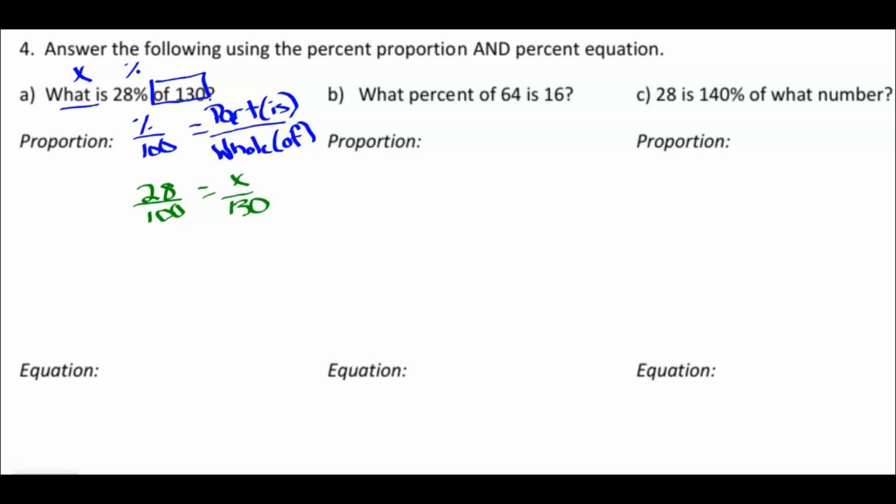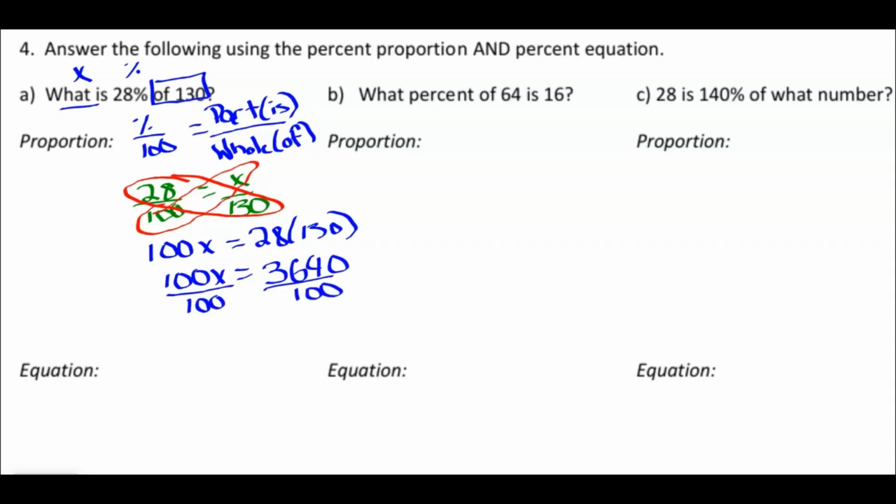Keep in mind a percent proportion compares the part to the whole using a fraction, while the percent equation uses multiplication to find the missing value. So let's cross multiply. The product of 130 and 28 gives us 3,640. We divide both sides by 100 and we get x is equal to 36.4.